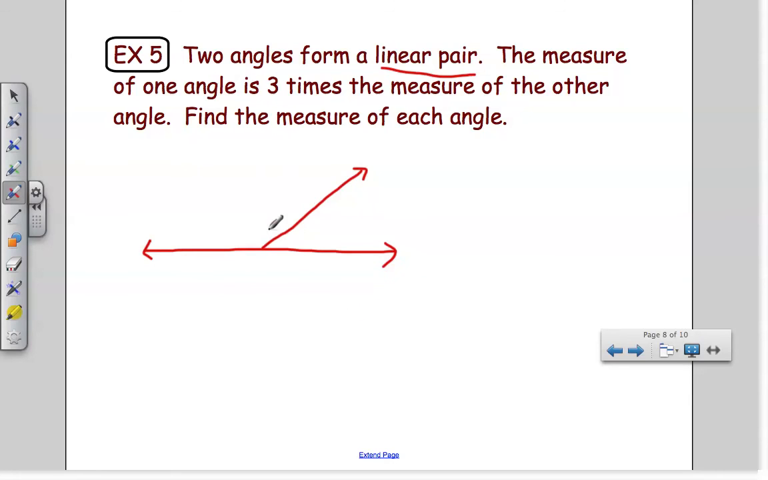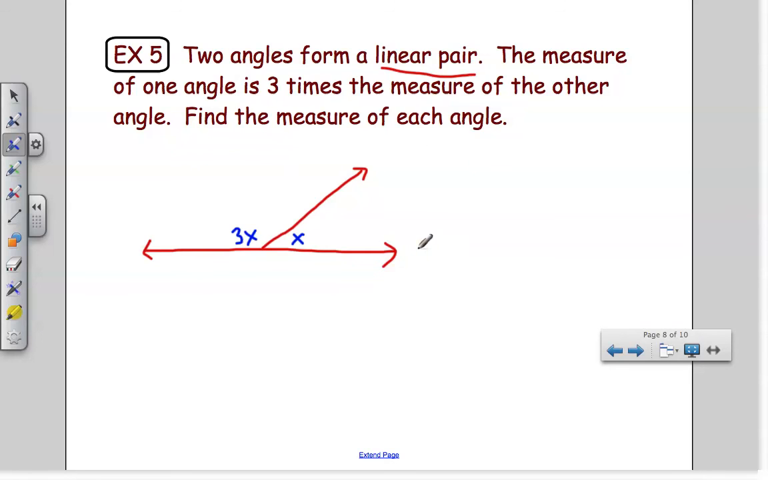2 angles form a linear pair. I drew them here. The measure of one is 3 times the measure of the other. I'm going to have to name these. Well, if one is 3 times the other, if I would just happen to call this angle x, what could I call this angle if it's 3 times the measure of this one? Well, 3 times whatever that is, which is x. So this angle would be 3x.